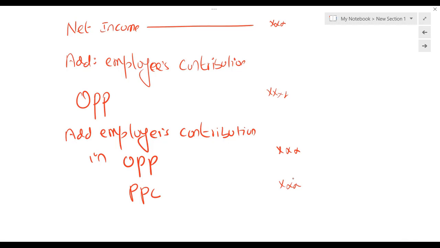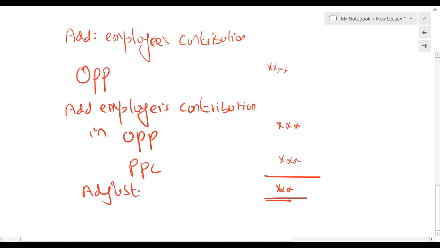So in net income, maximum three things will be added to calculate adjusted income. Number one is employee's contribution in OPPC, occupational pension plan. Number two is employer's contribution in OPPC. If your employer is contributing for you in occupational pension plan, I'm going to add that. Third, if employer is contributing for the employee in personal pension plan, it will also be added. Then you will get adjusted income. This is how you get adjusted income.